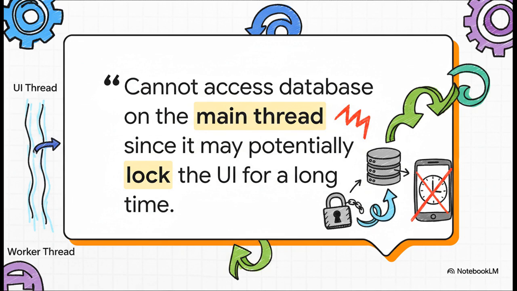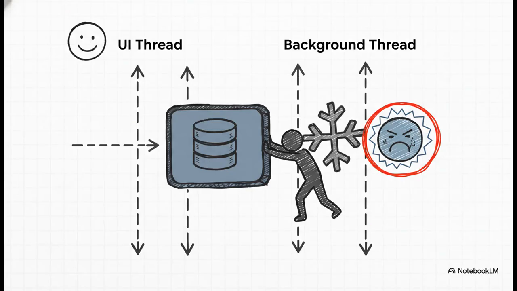So Room just says, nope, not going to let you do that. Think of it as a safety feature, not a bug. So how do you get around that error?